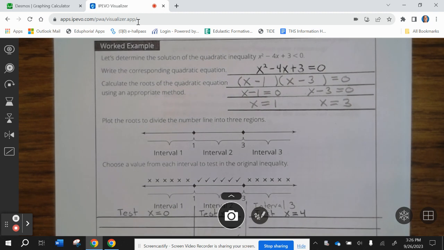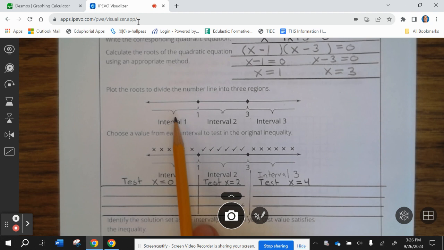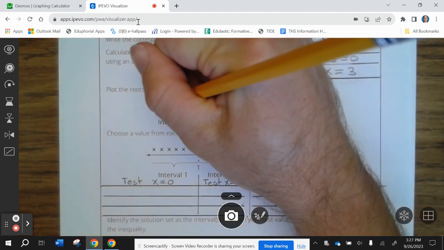Now, we need to test values between the 1 and 3. So to the left of 1, to the middle of 1 and 3, and to the right. So I'm going to pick values to the left of 1. I'm going to use 0. So that's in this region.